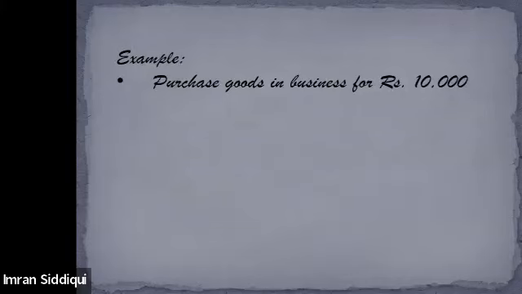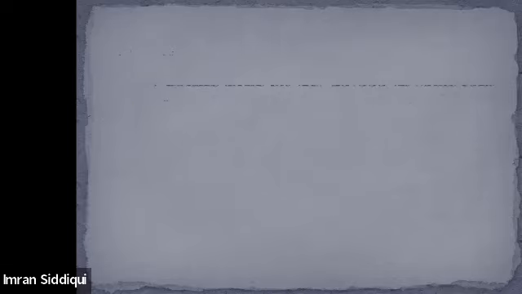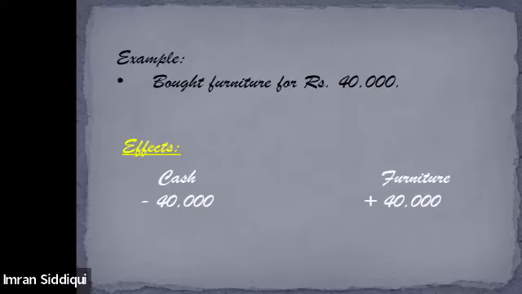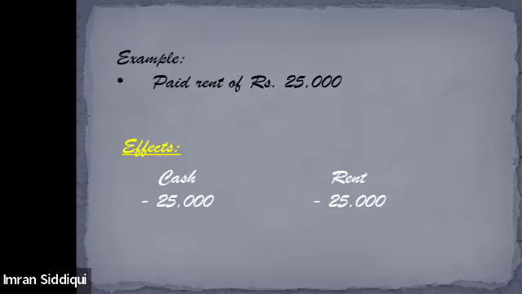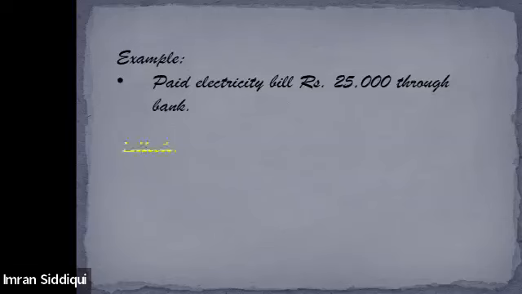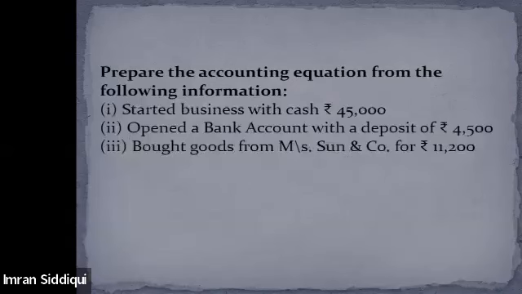Then we understood the effect of business transactions, how they affect two aspects of the business, by taking various examples. I hope everything that we discussed in the previous session is clear to both of you. If it is, then we will move to the next part. In today's session, we will be doing questions based on the accounting equation. But if you have any doubt, then please tell me so that we can clear those doubts and then move to the next topic.